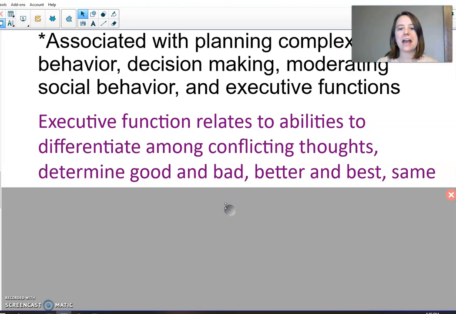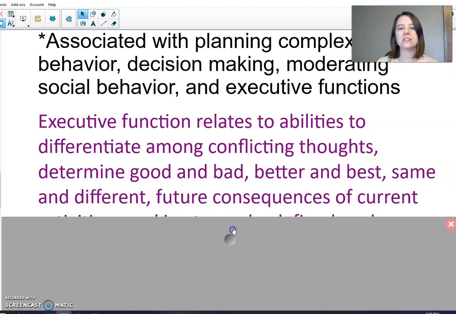Determining good and bad, better and best. So perhaps you could say, well, that was a good thing to do, or that was a bad thing to do, and then that was an even better thing to do. And same and different. So putting things in categories, how are they the same or how are they different, comparing and contrasting. We're using a lot of executive functioning in science.